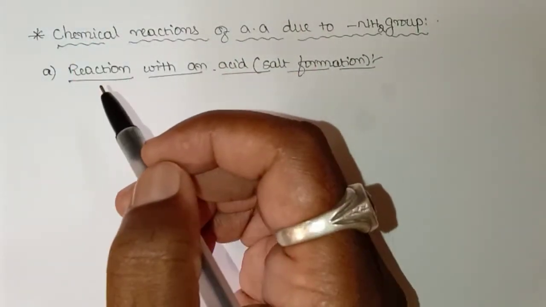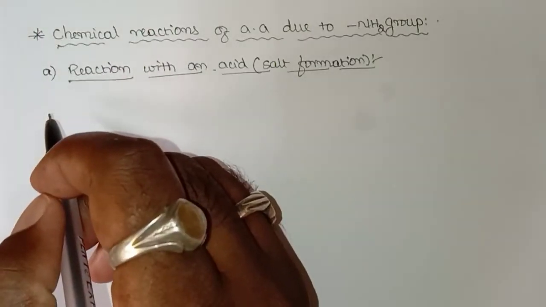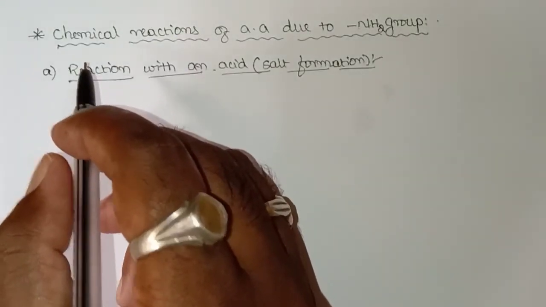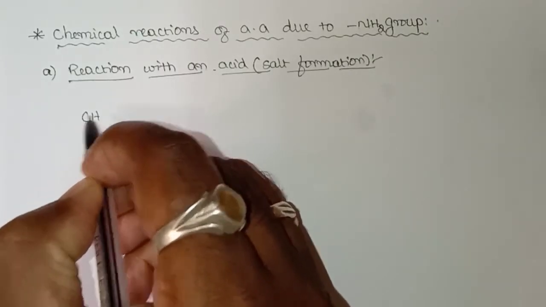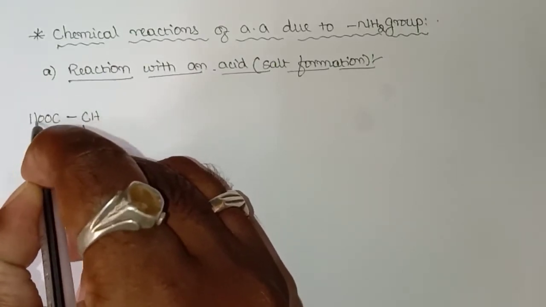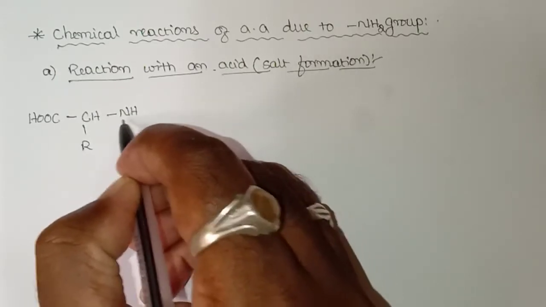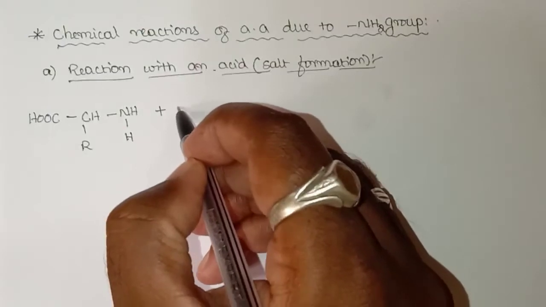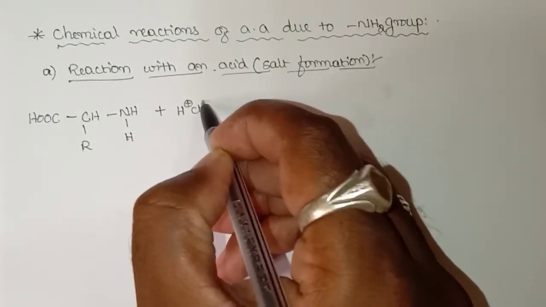So now we shall see the reaction pathway for the reaction between amino acid and hydrochloric acid. If you consider the simplest general equation for this reaction, it will be R-CH, with the COOH carboxylic end, and NH2. So we'll treat it with HCl, that is H plus and Cl minus.